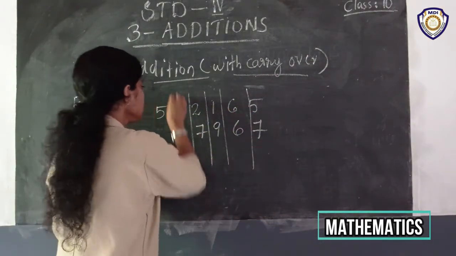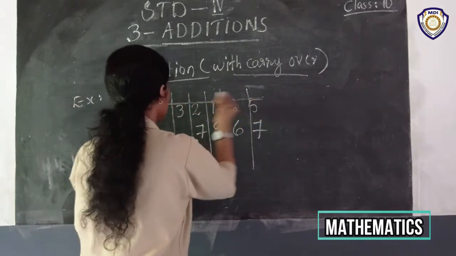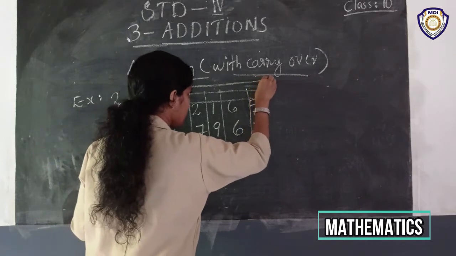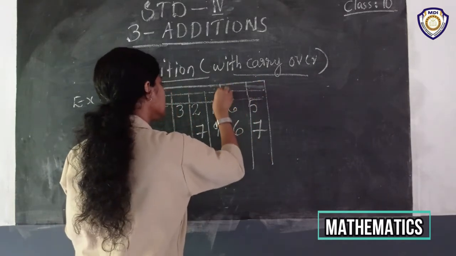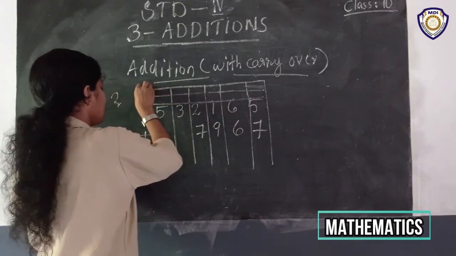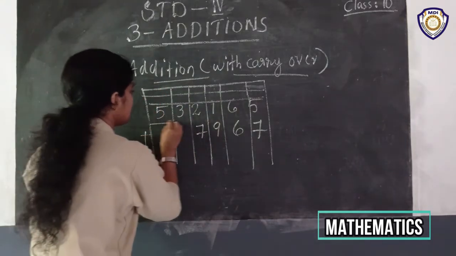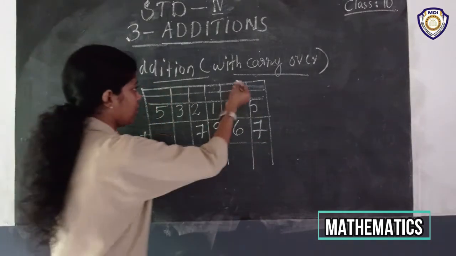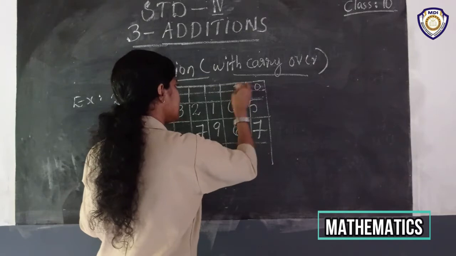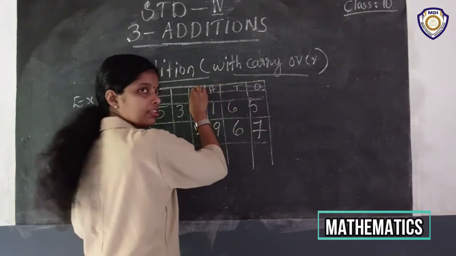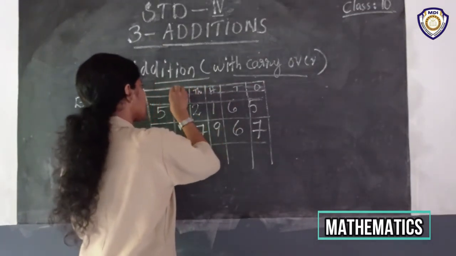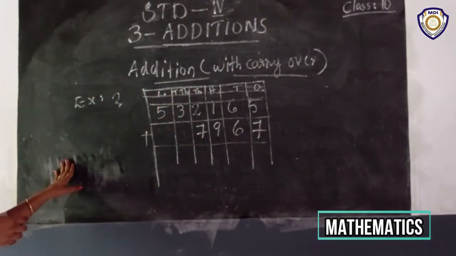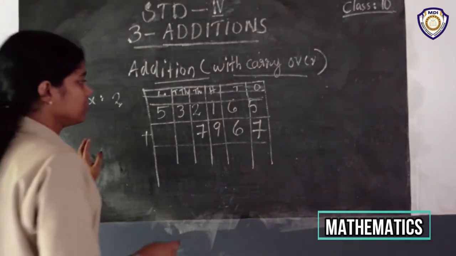Firstly add the ones column, then the tens column, then the hundreds column, then the thousands column. Then 10,000, then lakh. Put the place values: ones, tens, hundreds, thousands, 10,000, lakh. Okay. Listen here.